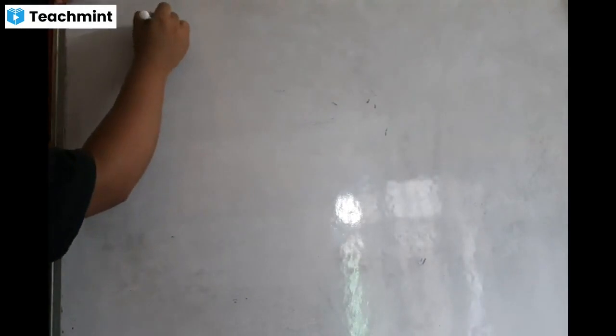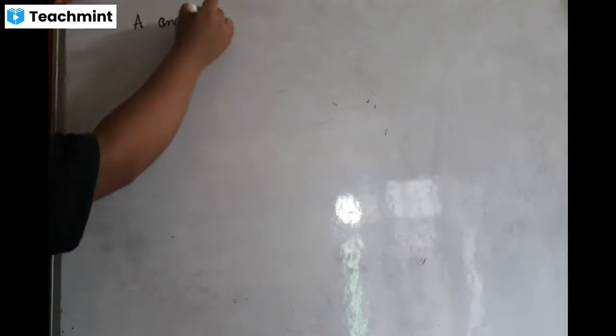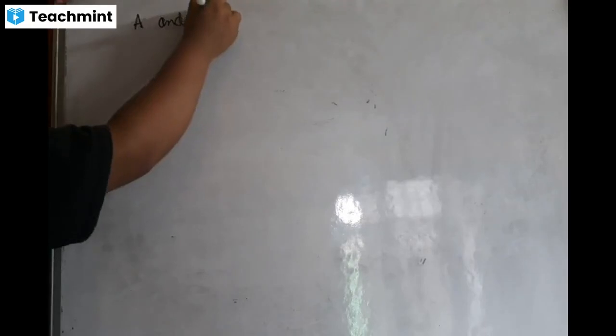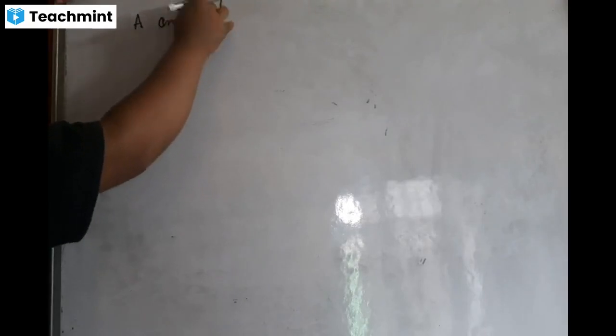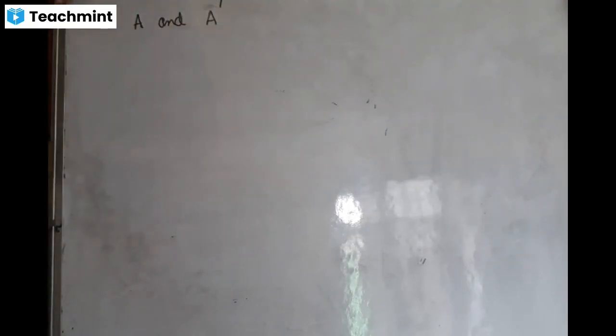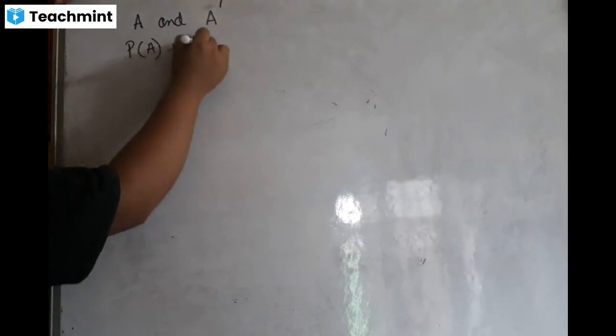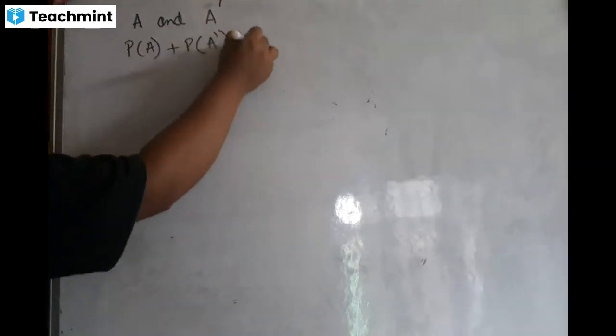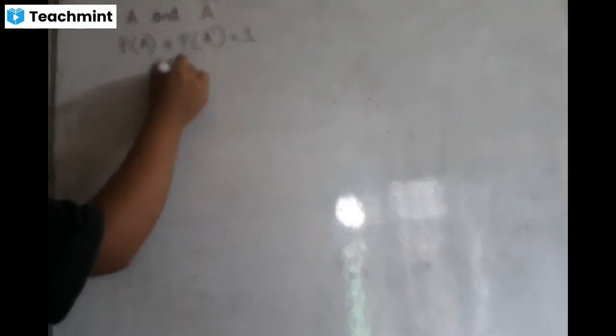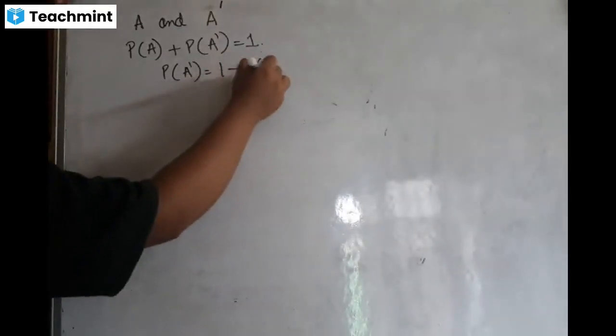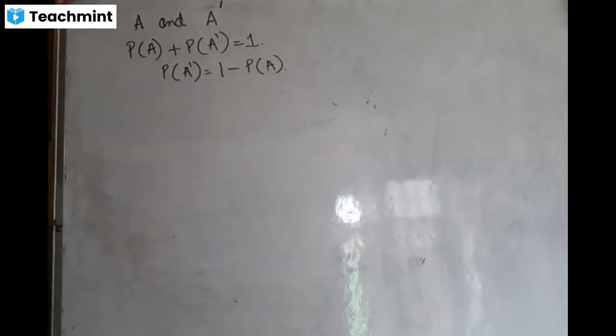Okay, now this is a question based on success. A means success, and A dash means failure. Problems on success and failure, that is formula number 2. What was the formula? Probability of success plus probability of failure is equal to 1. So probability of failure will be equal to 1 minus probability of success.